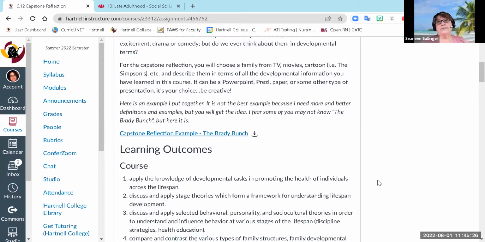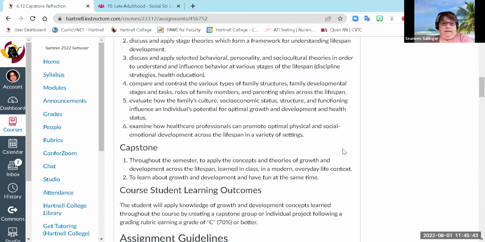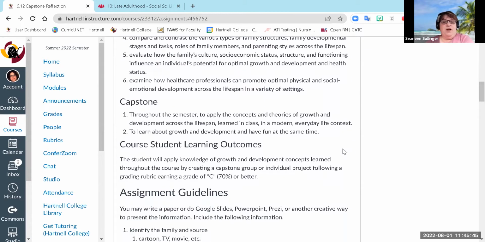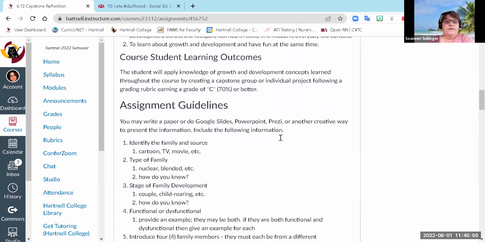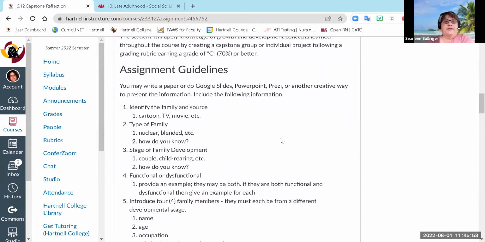What you're trying to do is take the growth and development principles that you have learned in the course and apply them to something that maybe a lot of people will know. So it's kind of a fun thing, I think. You're applying the concepts. It's one of your course student learning outcomes. So what you want to do is identify the family and the source. For example, if you chose Modern Family, that would be the series, and I don't know where it's on, Netflix, wherever you got it.